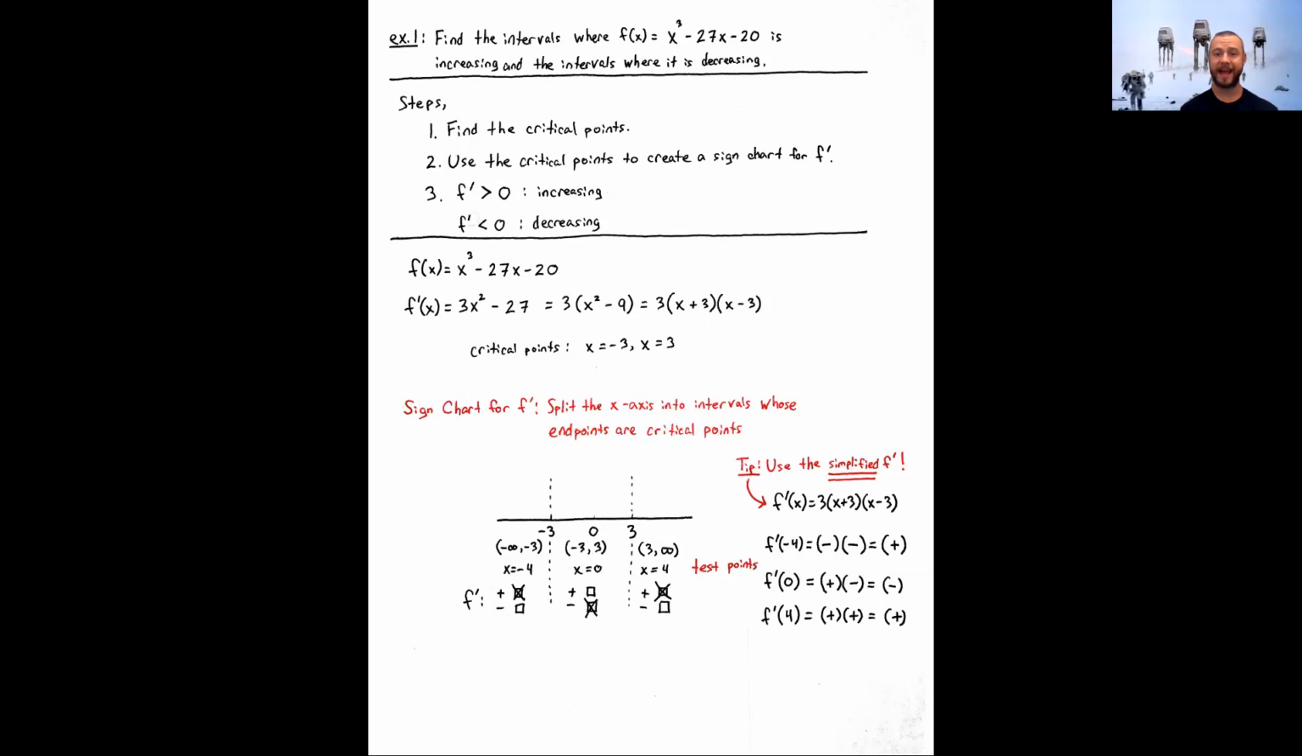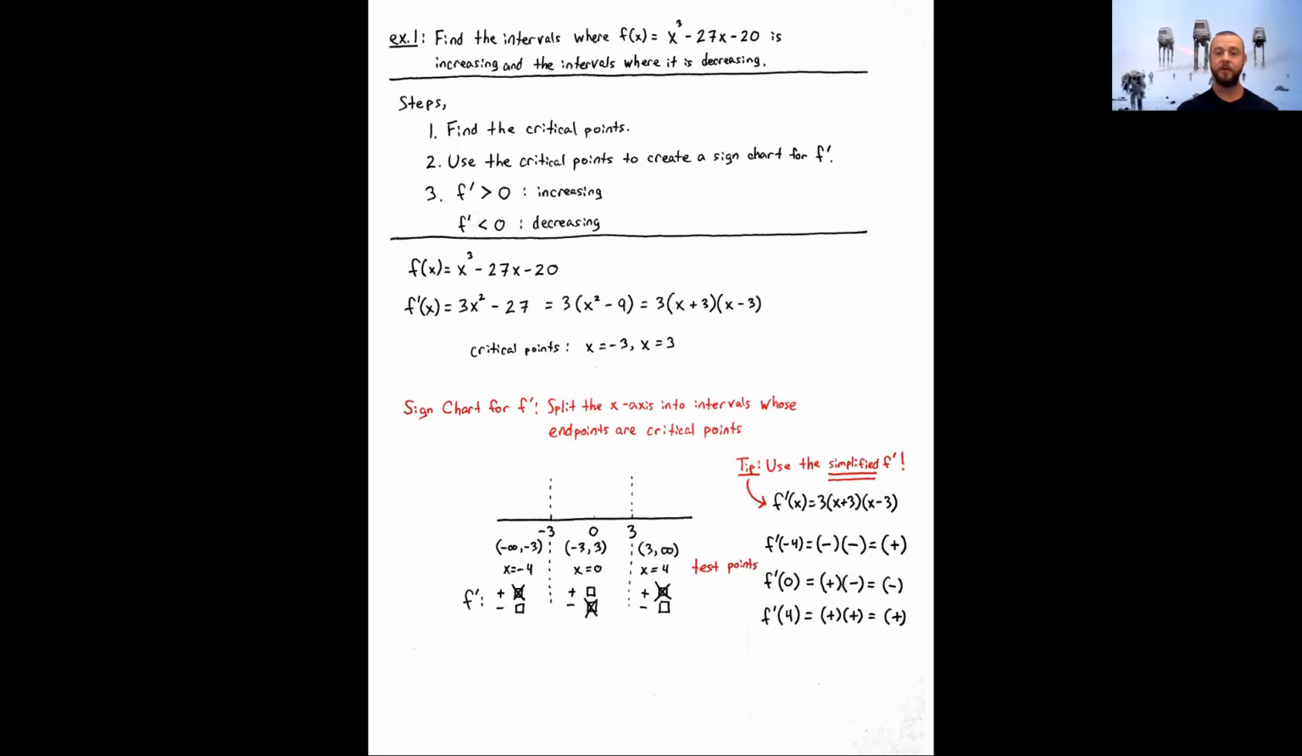Similarly, if we plug in x equals 0 from the middle interval to the simplified derivative, you should find you get a positive times a negative, which simplifies to a negative. So on our middle interval, -3 to 3, the first derivative is negative. And then on the rightmost interval, 3 to infinity, we chose a test point, +4. Plug in x equals 4 to the simplified derivative. Both factors become positive. A positive times a positive is positive. In fact, I'm positive that it's positive.